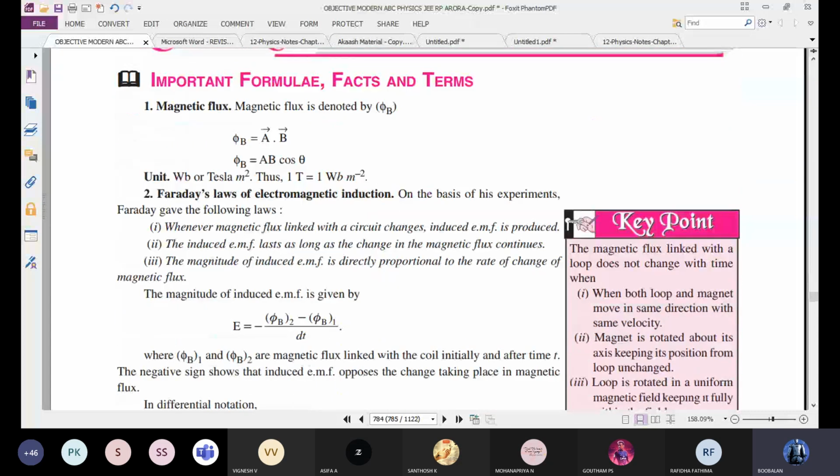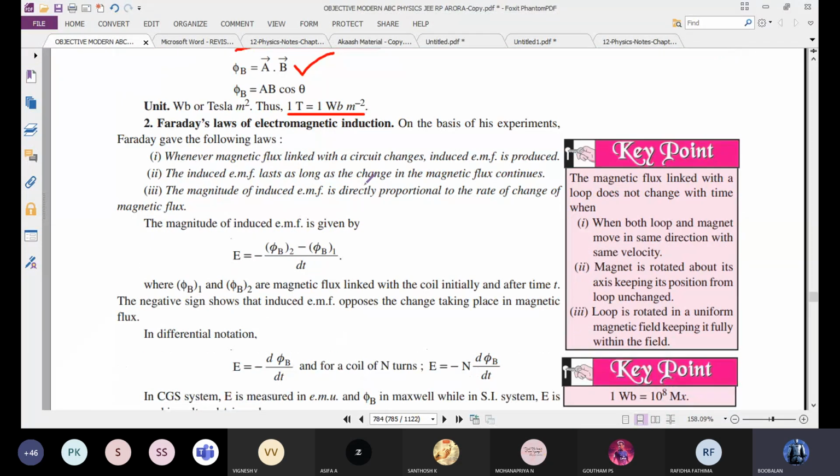Okay, listen. So, electromagnetic induction. What is the flux? Magnetic flux. It is phi equal to A dot B cos theta. A is the area, B is the magnetic field, cos theta is the angle. The unit is Weber, Tesla meter square. 1 Tesla is equal to 1 Weber meter to the power minus 2.